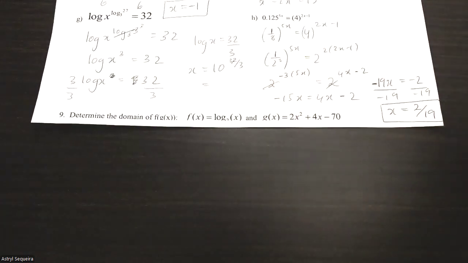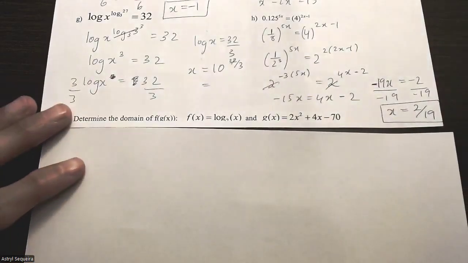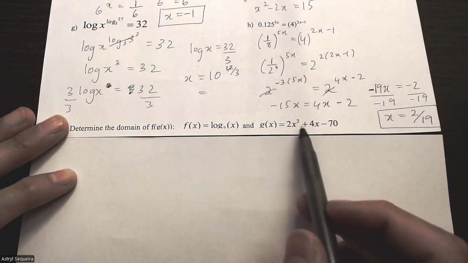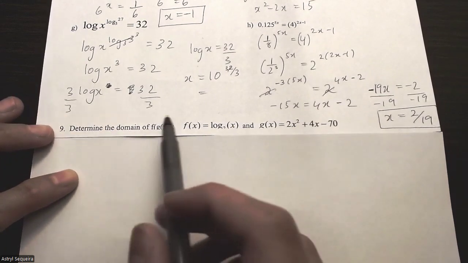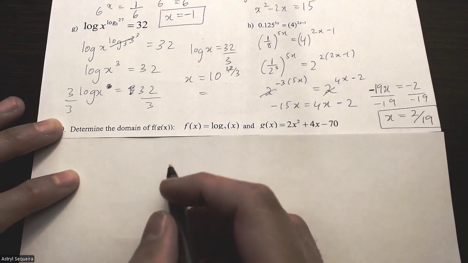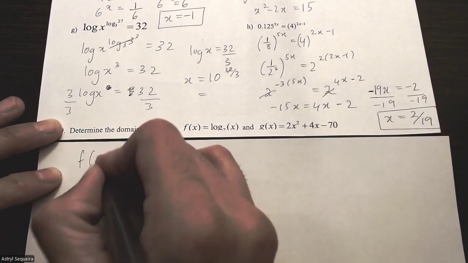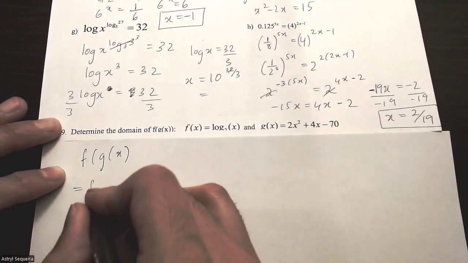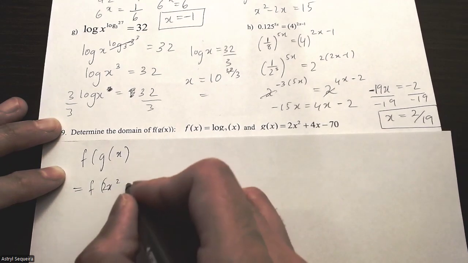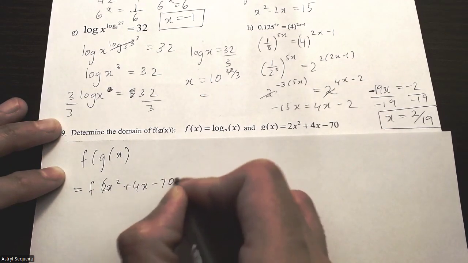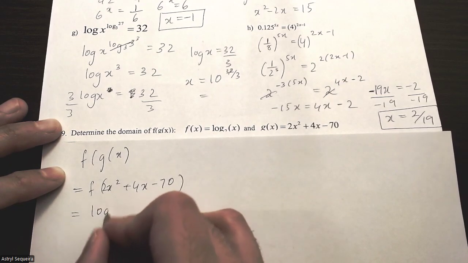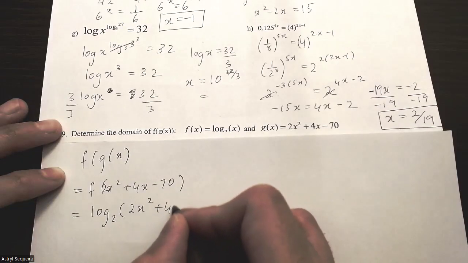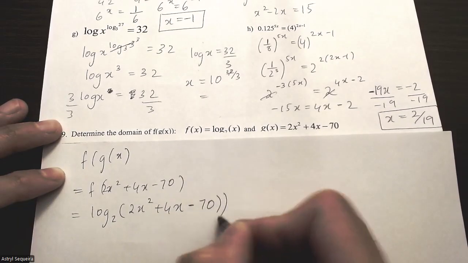Then last question here, it kind of printed off the page, but I'll rewrite it over here. So we have f of x equals log base 2 of x, g of x equals this quadratic equation. We need to find the domain of f of g of x. So f of g of x, I'll just start by writing that function over here. That's just f of 2x squared plus 4x minus 70, which is just log base 2 of 2x squared plus 4x minus 70.